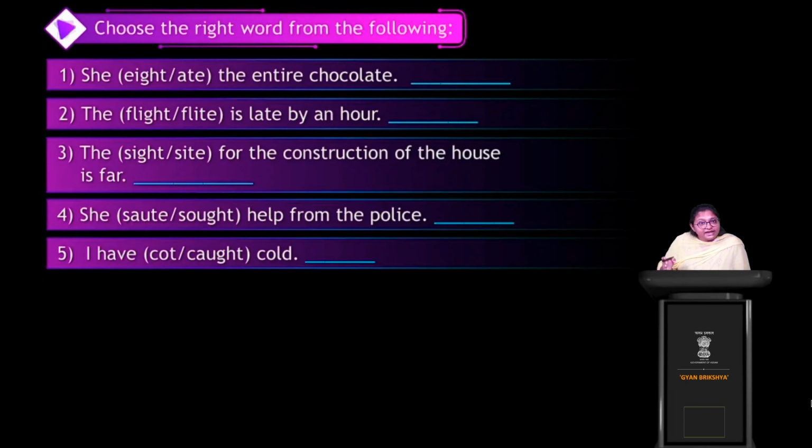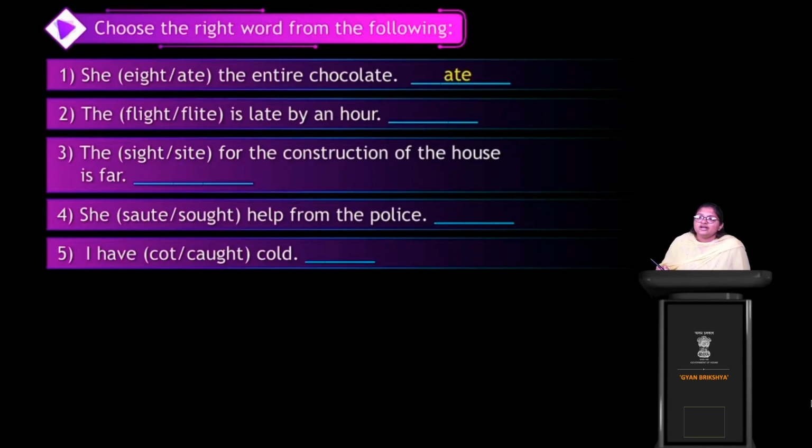There are two options, eight and ate. She ate or eight the entire chocolate. Which ate do you think will be the appropriate word for this sentence? She ate the entire chocolate. It will be ate, the past tense of eat. Eat, ate. So she ate the entire chocolate, and E-I-G-H-T means the number 8, right?